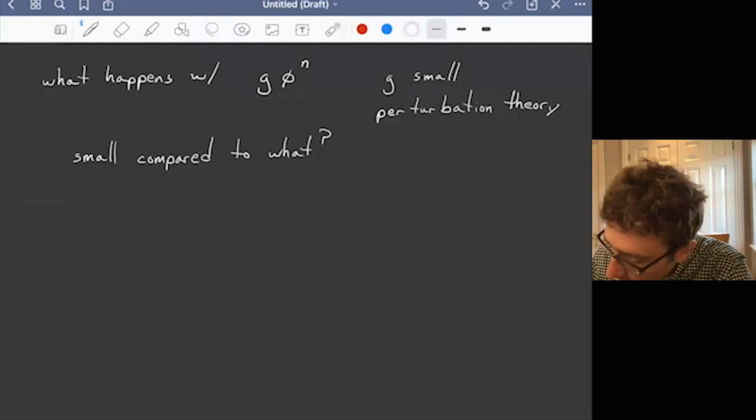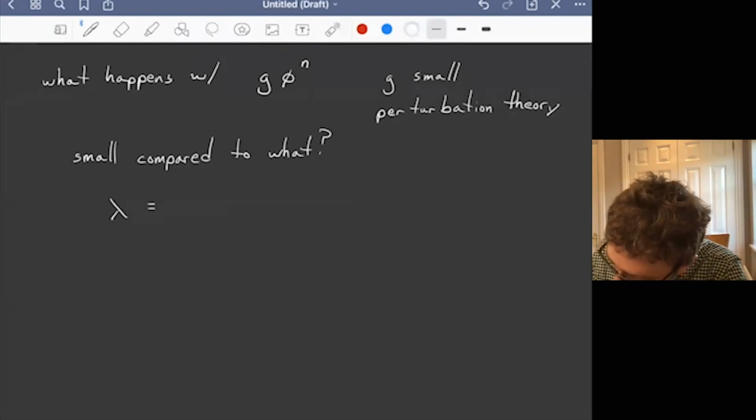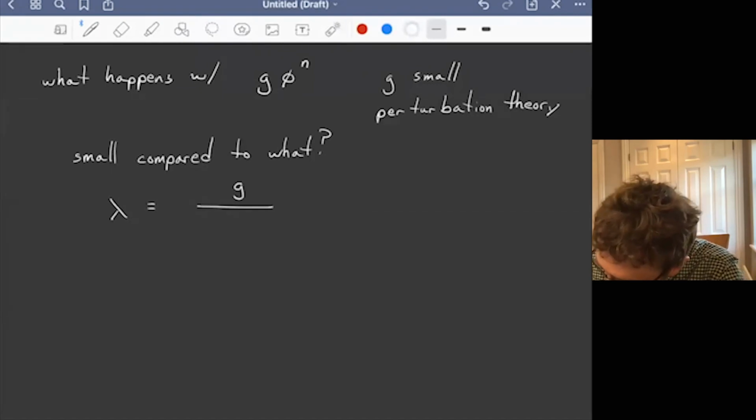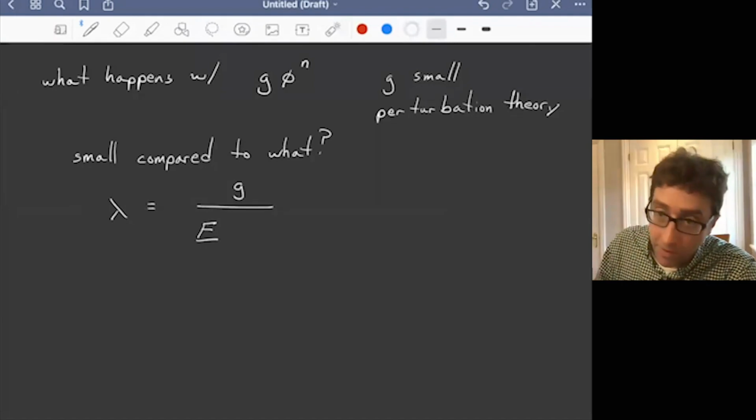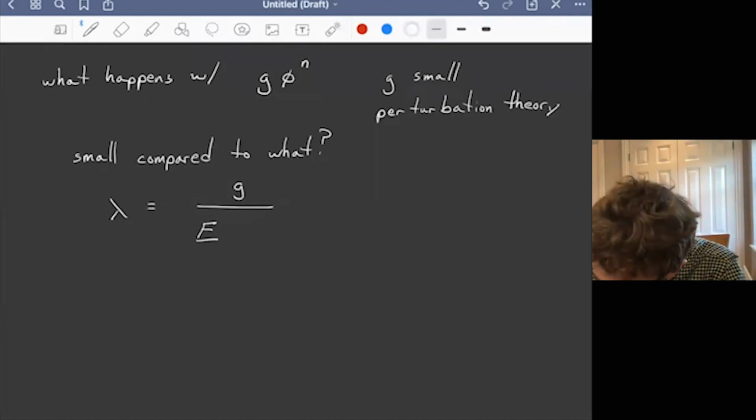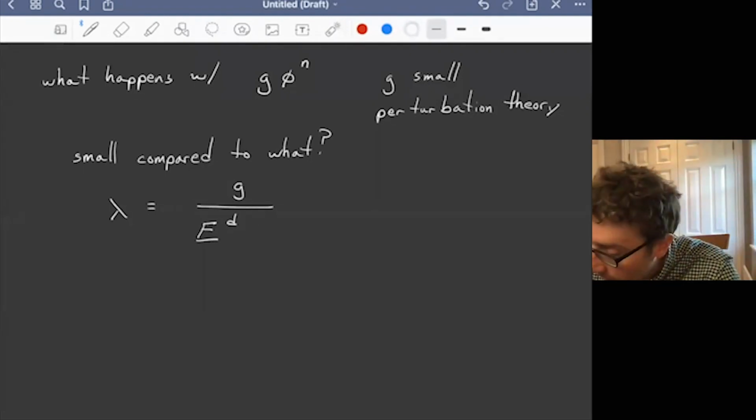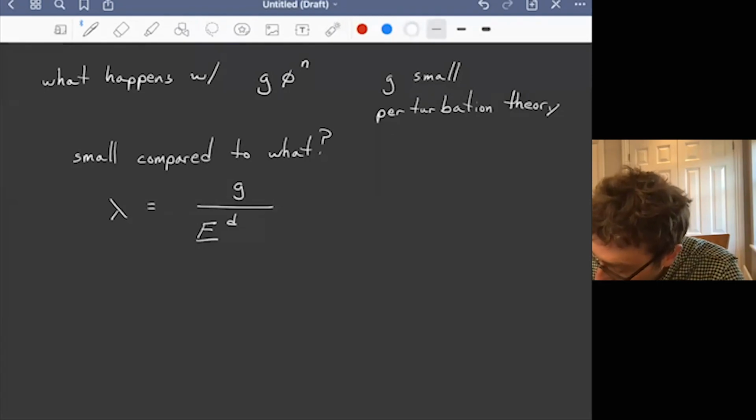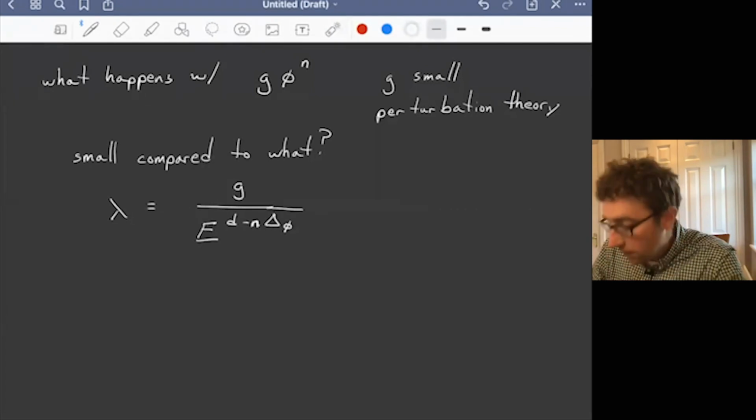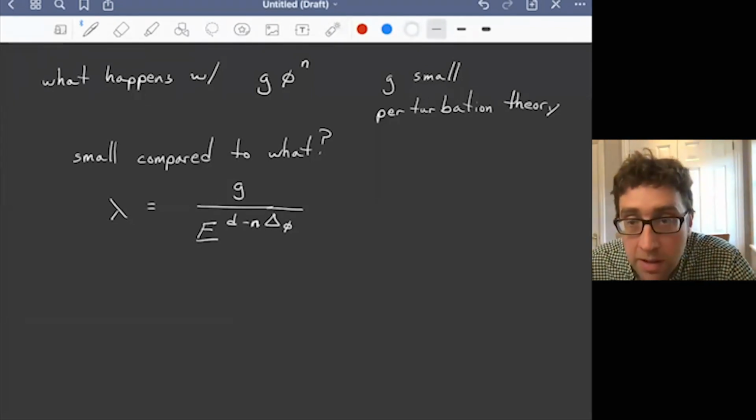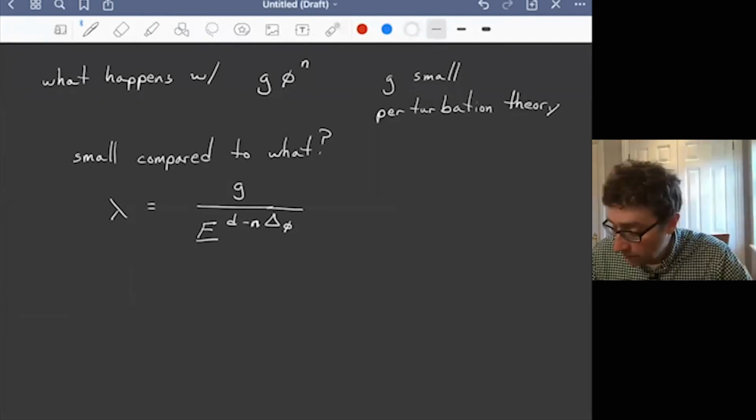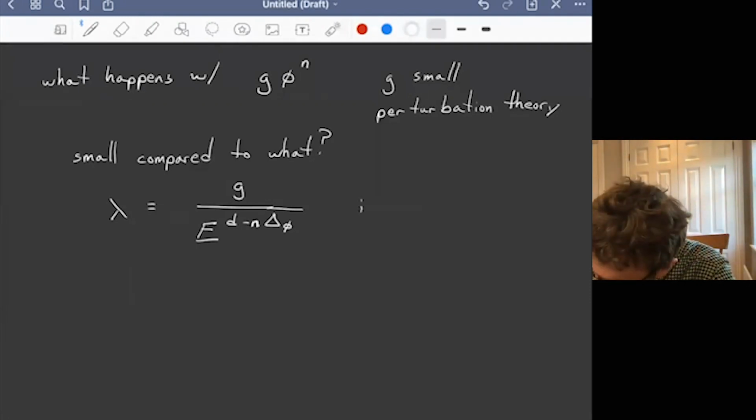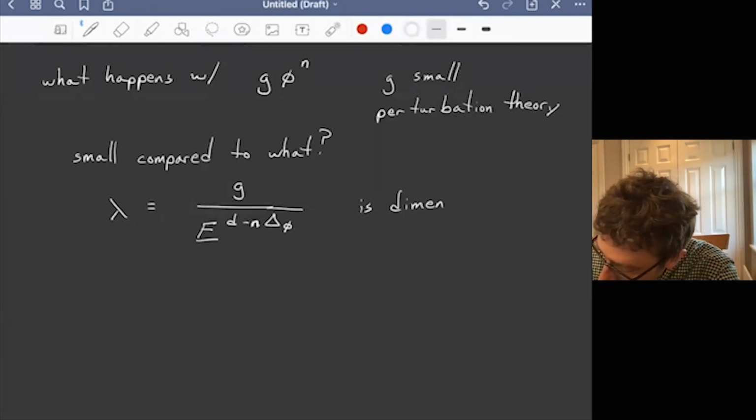Well, what we can do is introduce a dimensionless quantity. We'll call it lambda. We take g, we divide by some energy scale, which is the same as a mass scale, which is the same as a 1/length scale. And to make it dimensionless, well, I had the d from the integrand, the d dx, and then I've got these n factors of the dimension of the scalar field. That has to be how g scales in order for the action to be dimensionless. So this should be a dimensionless ratio. So I can talk about this being dimensionless.